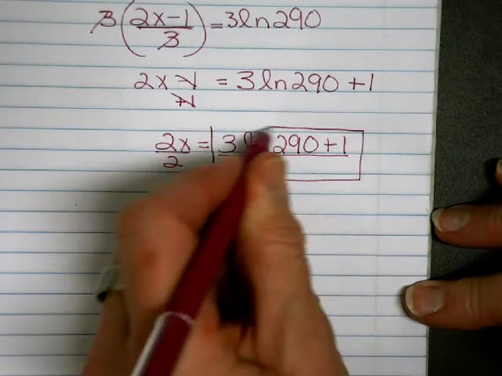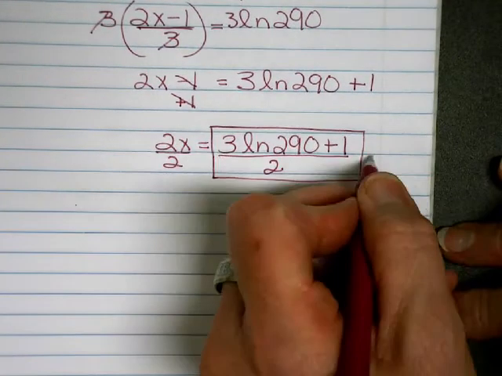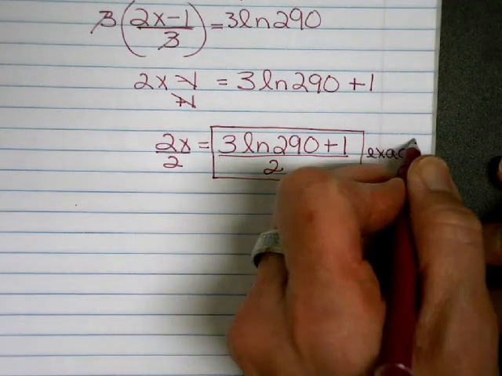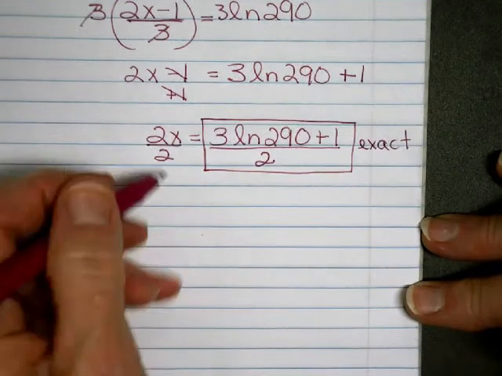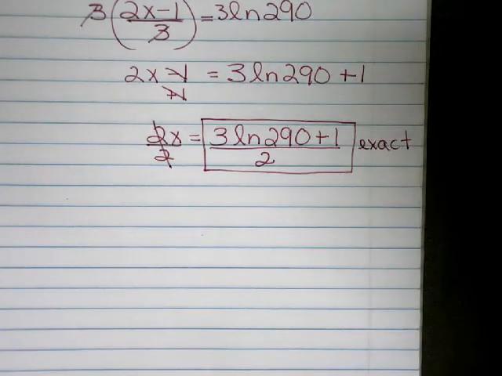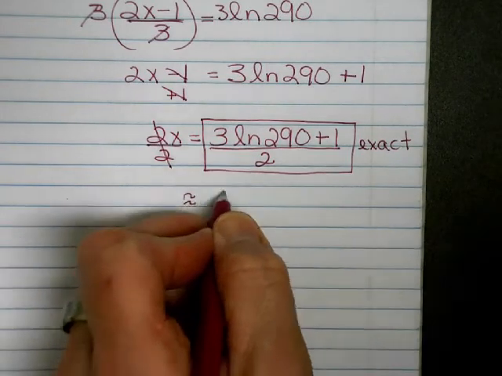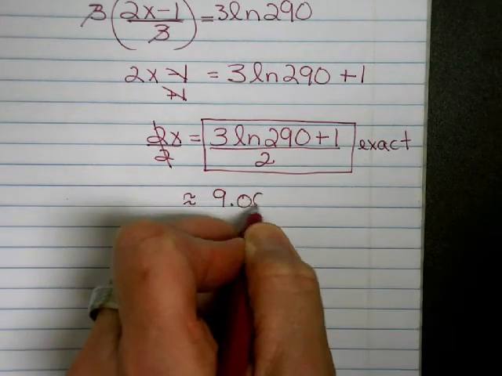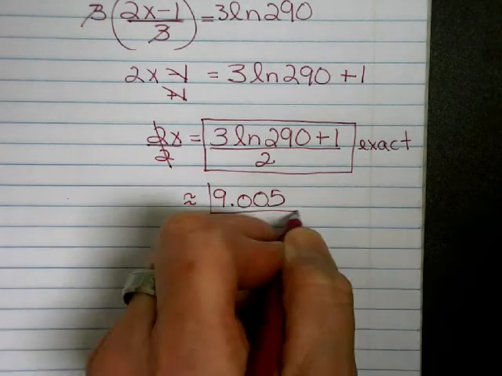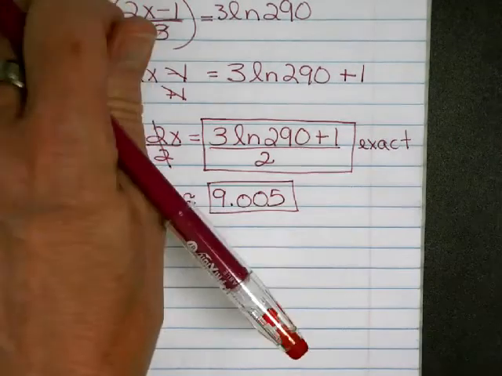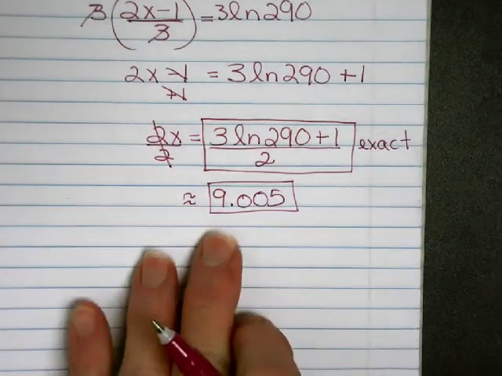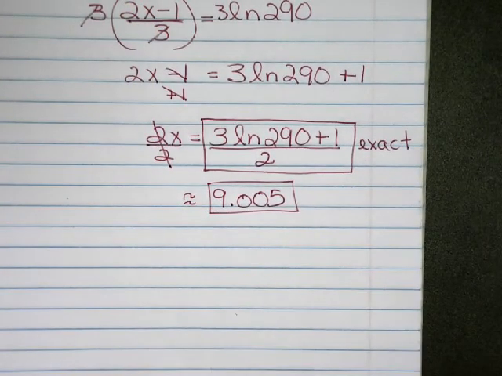So this is your exact answer. Because these cancel. And then I do my approximate answer, 9.005. Put it in my original equation, and it does check out.